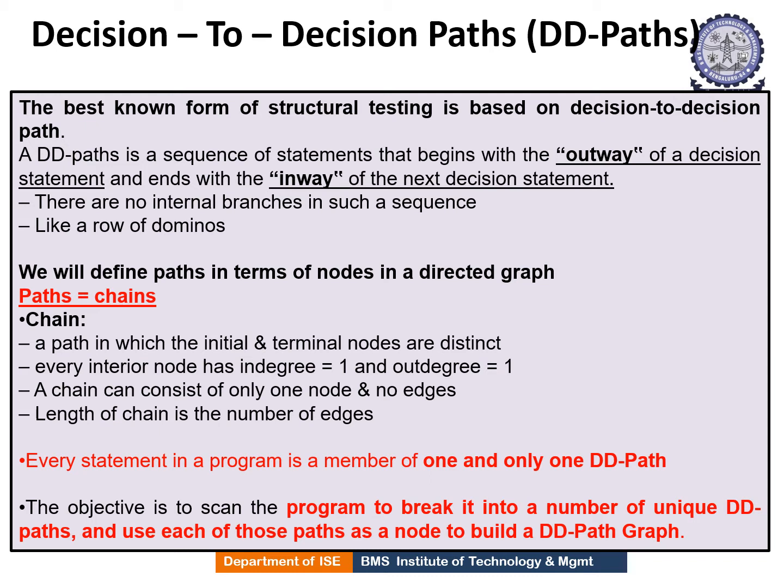So I'll just write a small example. This is a node where in degree is equal to 1 and out degree is equal to 1. One edge is coming into this node and one edge is going out of it. What is the objective of this? The objective is to scan all unique DD paths from the initial node to the sink node, from the starting node to the ending node.